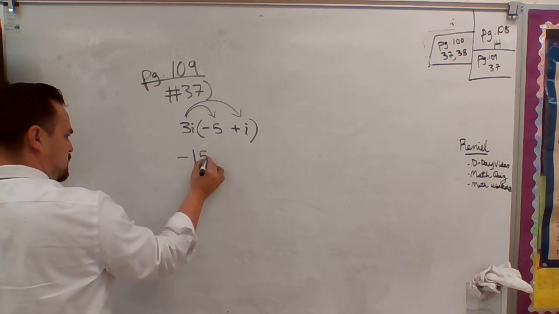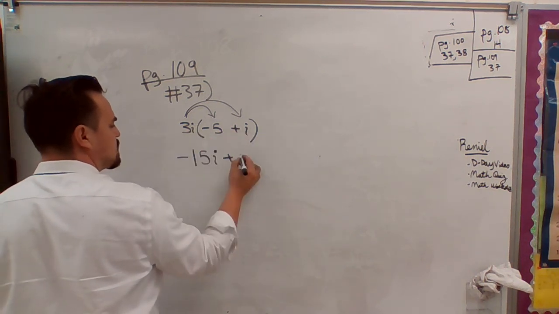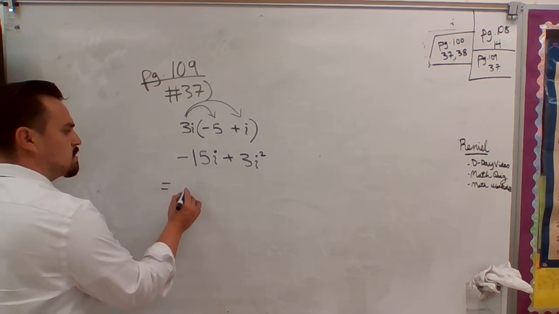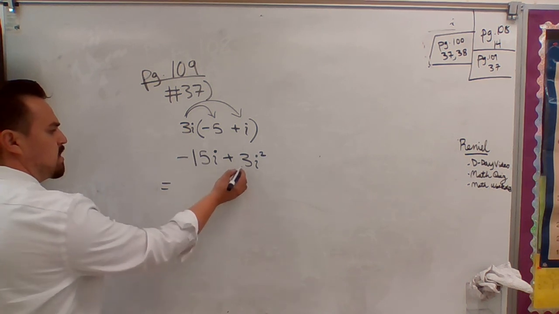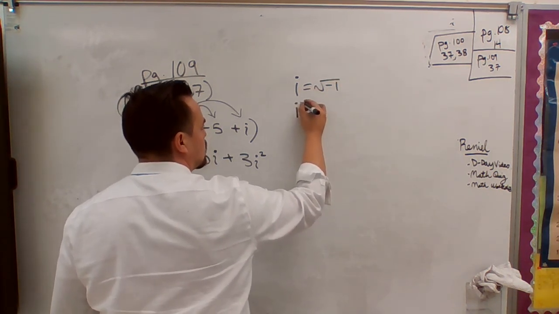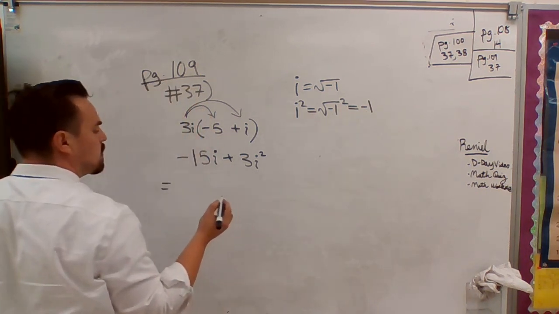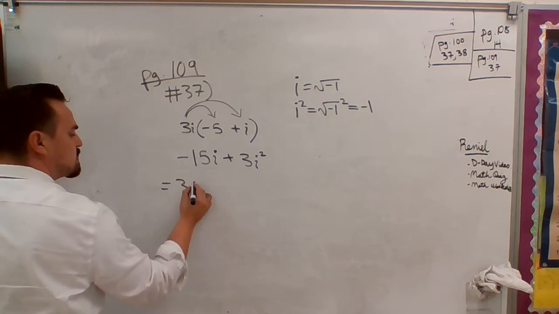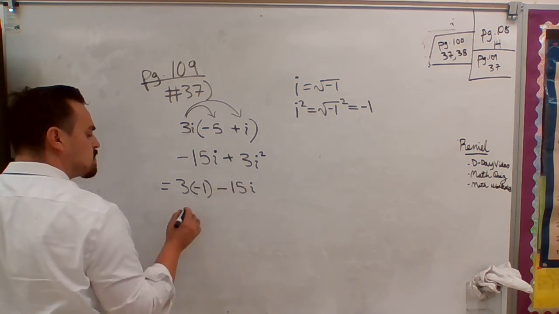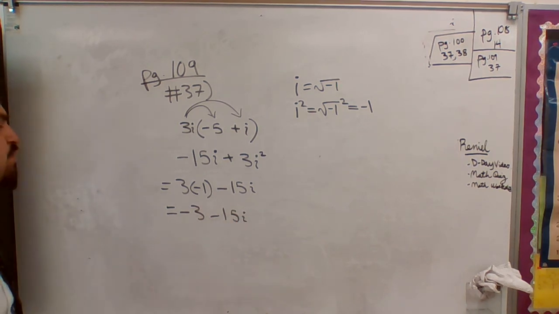That's going to give us negative 15i plus 3i times i is 3i squared. So let me just reverse the order here because you'll see why in a second. 3i squared, remember, i is the square root of negative 1. i squared is the square root of negative 1 squared, which is just negative 1. So this is really 3 times negative 1 minus 15i, which will give us negative 3 minus 15i, which is the standard form that they want it in.